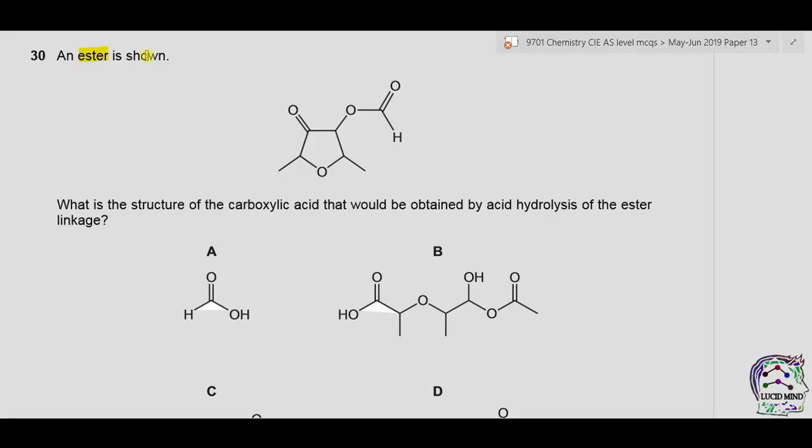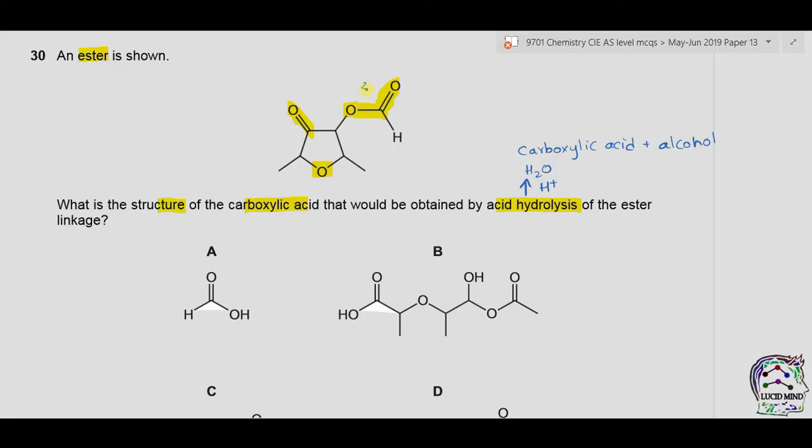Question 30, an ester is shown. This is the structure of the ester. We can see this one is a ketone functional group, this is an ether functional group, and this is the ester functional group. What is the structure of the carboxylic acid that would be obtained by acid hydrolysis of this ester linkage? Now we know that in acid hydrolysis, in the presence of water and H+, ester is converted back into carboxylic acid and alcohol.